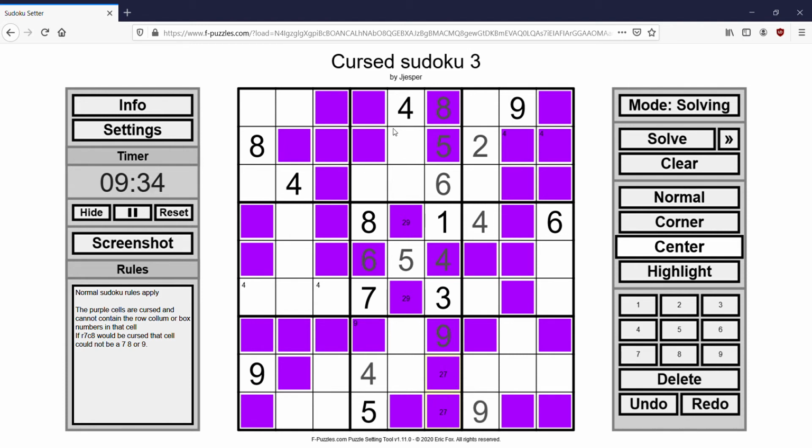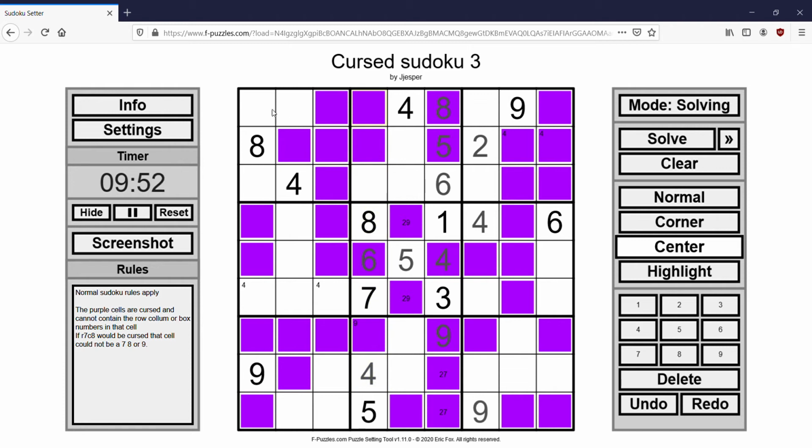Okay, now let's take a look at column 4 again. We already have a 4 placed in it. What's missing from this column? We've used 4, 5, 6, 7, 8, so that leaves 1, 2, 3, and 9. Okay, so let's look at the top box.